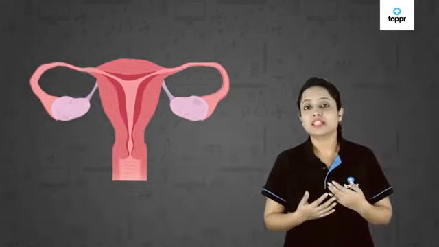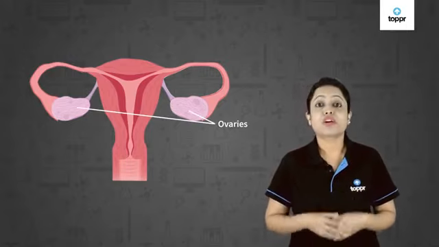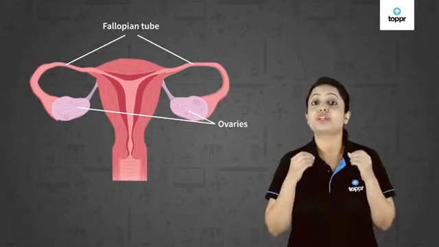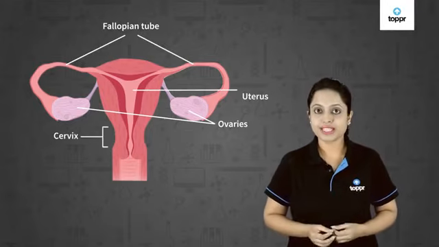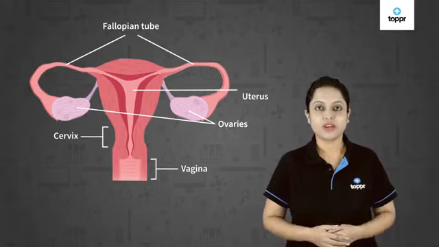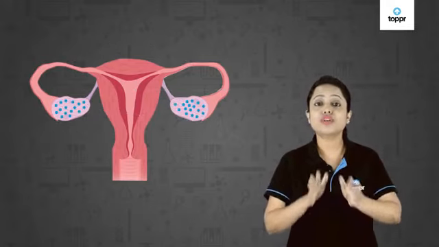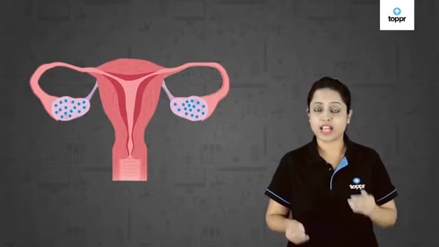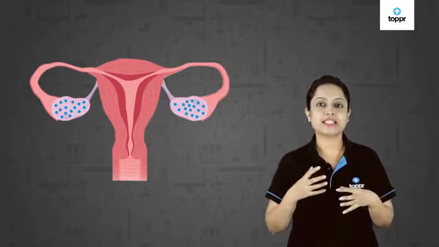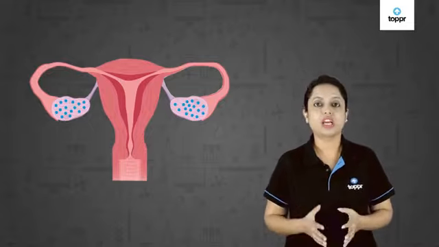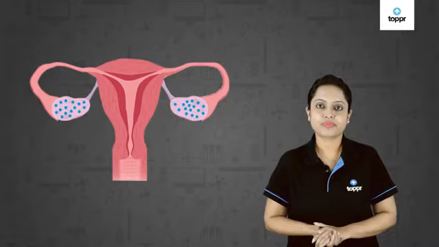The main organs present in the female reproductive system are a pair of ovaries, a pair of fallopian tubes or oviducts, a uterus, a cervix and a vagina. When a girl is born, her ovaries contain thousands of immature eggs. As she grows and reaches puberty, some of these eggs begin to mature. On maturation, eggs are released from the ovaries.